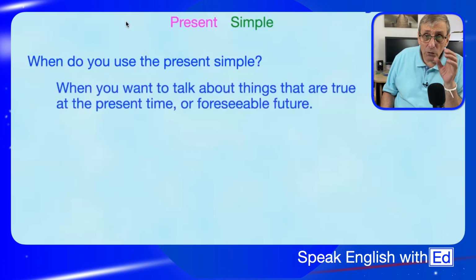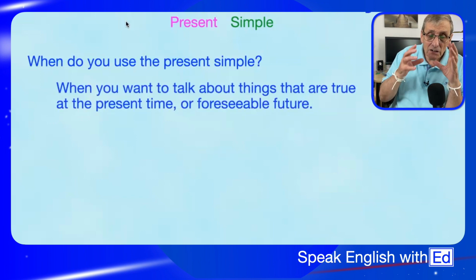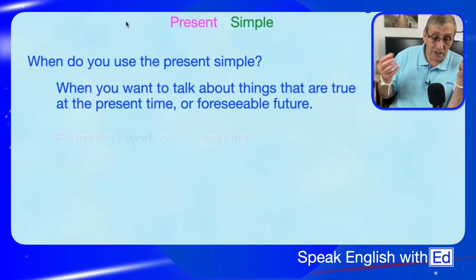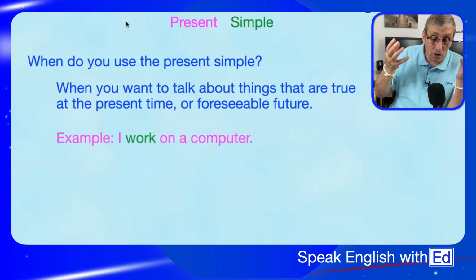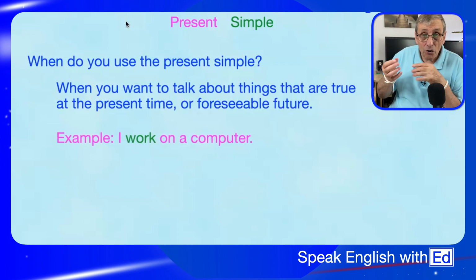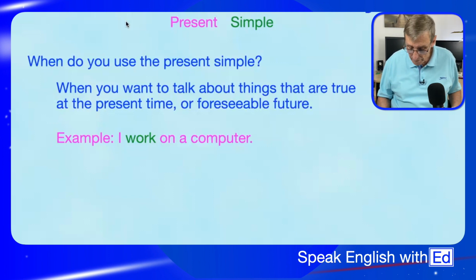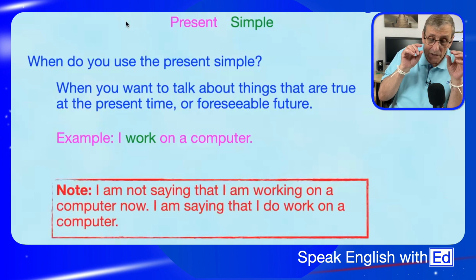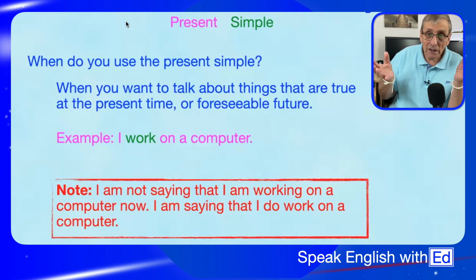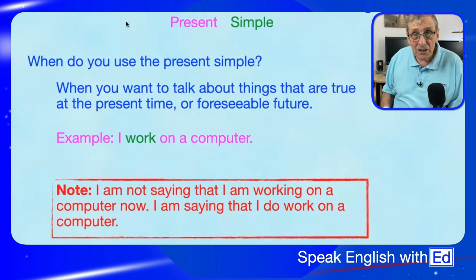Well, you use it when you want to talk about things that are generally true at this minute. What do I mean by this? We've already said I walk, but you can use it like I work on a computer. It's true. I do my work on a computer. Now, this tense, when it says I work on a computer, doesn't say that I am working on a computer now. It means that to do my job, I need a computer, and I will need it for the foreseeable future.